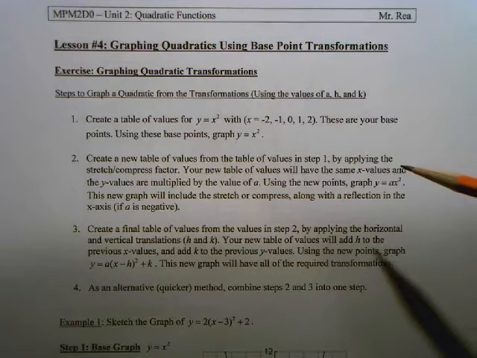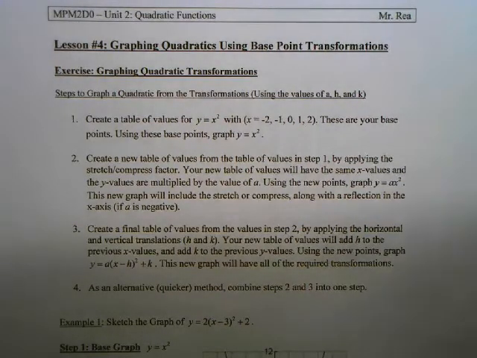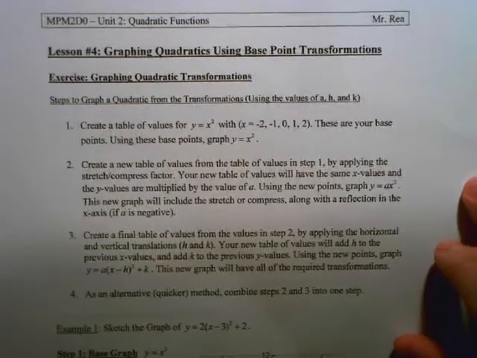Sometimes it's good enough just to do a random table of values, but the key to graphing a quadratic is knowing where the vertex is. And if you're just randomly plugging in x values, you may not even get close to where the vertex is. So this process ensures that you'll get the vertex, 2 points to the left of the vertex, 2 points to the right, and you'll get a really good shape of what that quadratic looks like. So without further ado, let's look at the process.